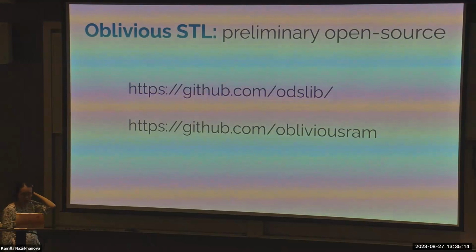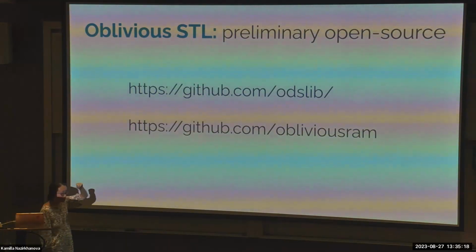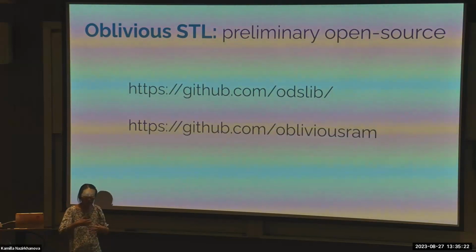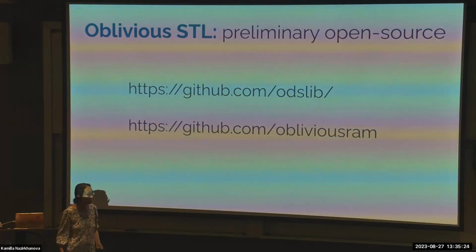If you are interested, you can check out our open source library. Right now we have released Oblivious map and Oblivious sorting primitives, and there's a lot more we want to do down the road.